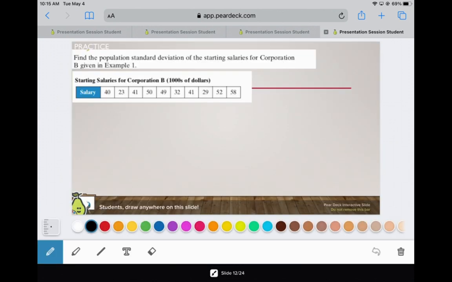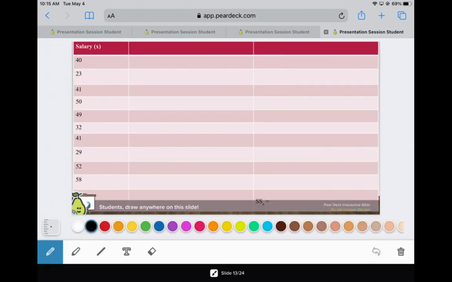Okay. All right, so the last one we did was company A. This is the salary for company B, so we're going to start with this one. We're going to practice the steps. We're going to do all 6 steps, and then I will ask you to do one table.